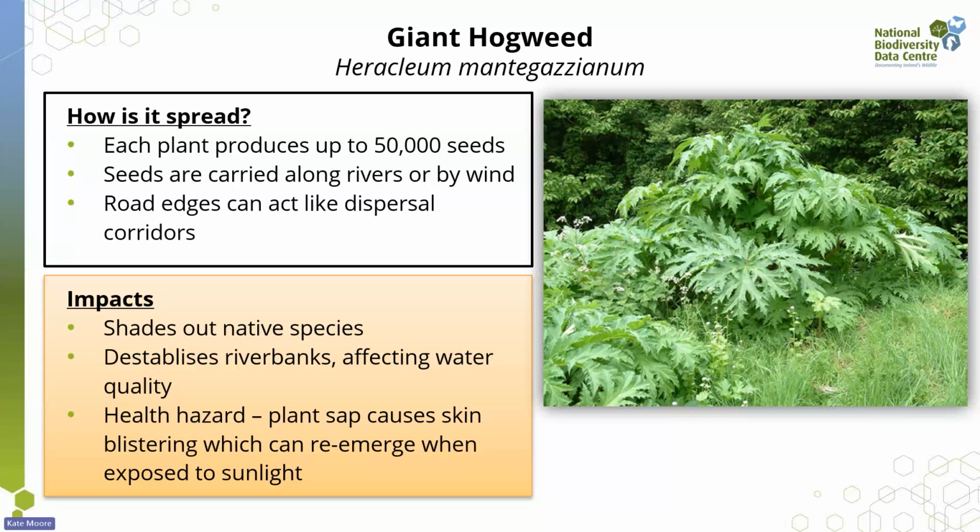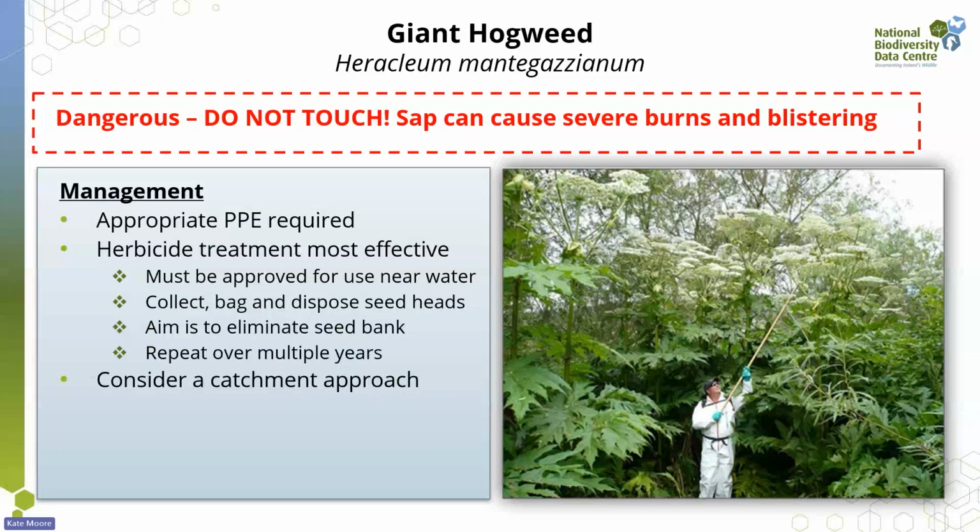What impacts does giant hogweed have? It shades out our native species. It has the ability to destabilize riverbanks, affecting water quality, and it is a health hazard. So the sap it produces can cause nasty burns to the skin, which can become reactivated by the sunlight for several years afterwards. So it's very important that you do not touch giant hogweed without appropriate PPE.